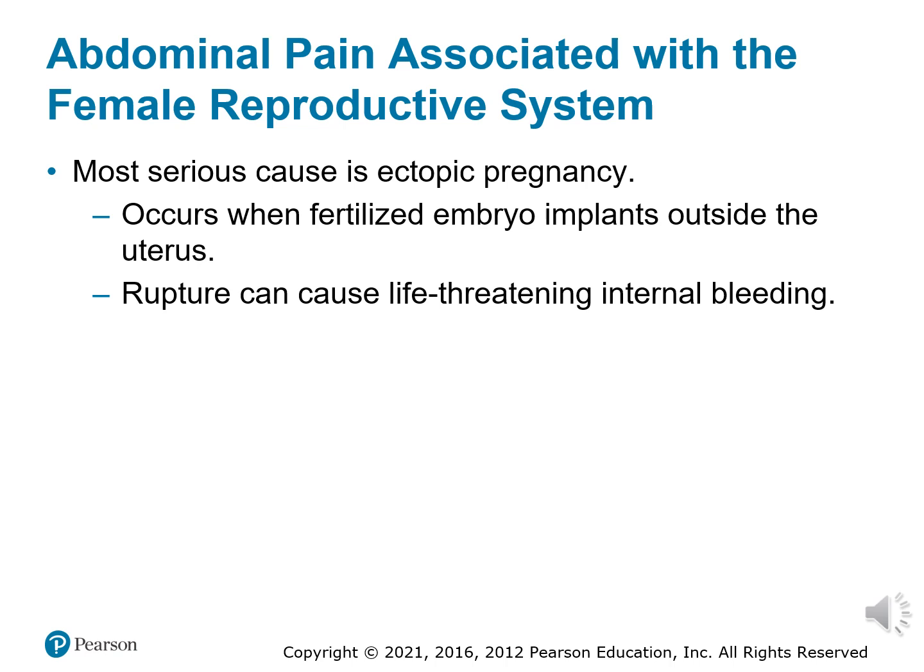The most serious cause of abdominal pain related to the female reproductive system is ectopic pregnancy. An ectopic pregnancy occurs when the fertilized embryo implants outside of the uterus, in the fallopian tube or abdominal cavity. As it grows, it eventually ruptures, frequently causing life-threatening internal bleeding. The rule of thumb is that all women of childbearing age with low abdominal pain have an ectopic pregnancy until proven otherwise by the testing at the hospital. So they should go in and they should be assessed.